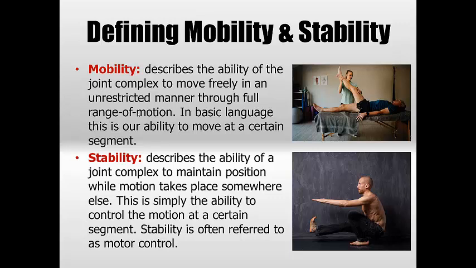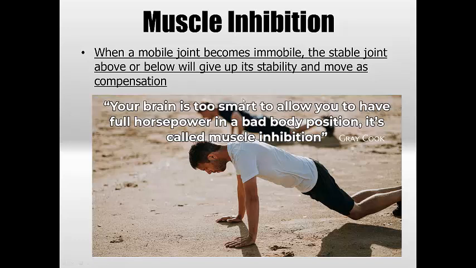All right, so now that you've got an understanding of what stability means, what mobility means, and what each joint is supposed to do, the most important part of all this, really the part to memorize, is this: when a mobile joint becomes immobile, the stabilizing joint, either above or below it, will sacrifice its stability to provide the movement that you've now lost.